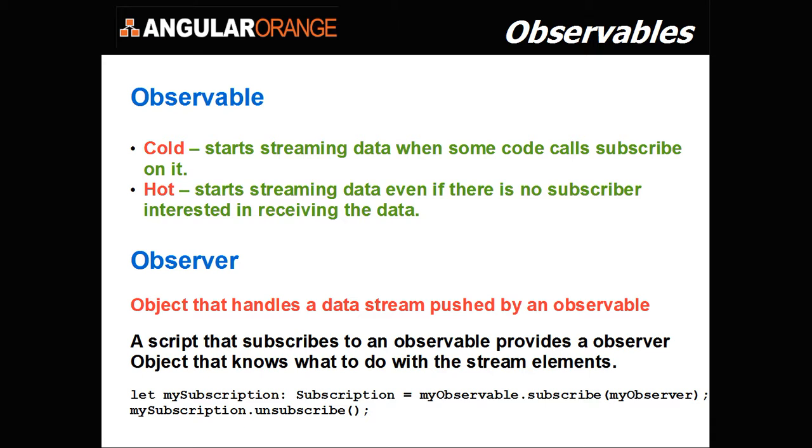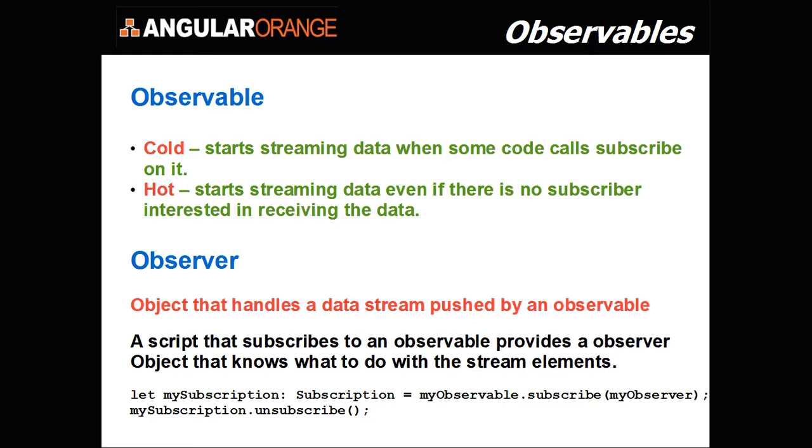There are two types of observables. One is cold. It starts streaming data when some code calls subscribe on it. And there's hot. It starts streaming data even if there is no subscriber interested in receiving the data. Typically, we use cold observables because typically, we subscribe to it when we need the data in web applications, so we'll be discussing a lot of that.